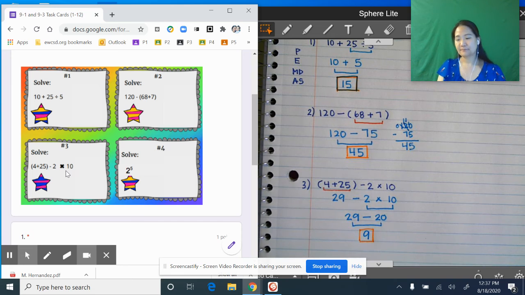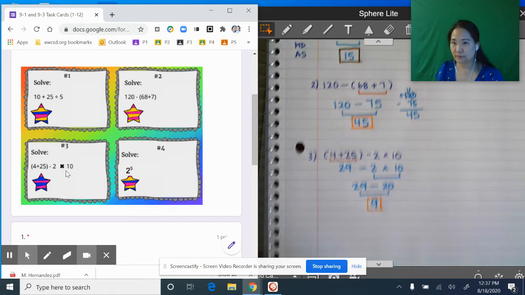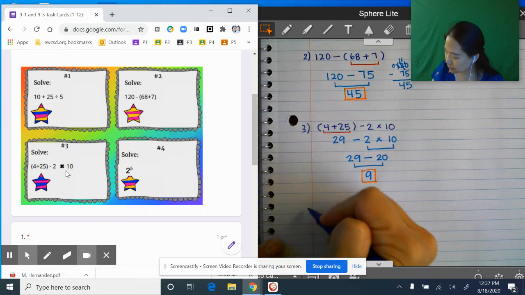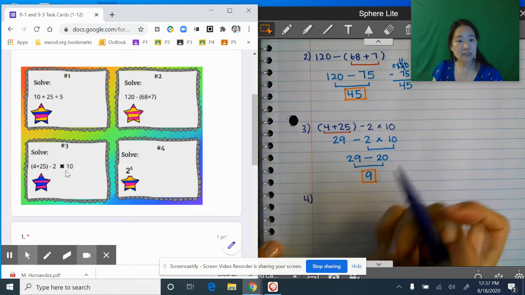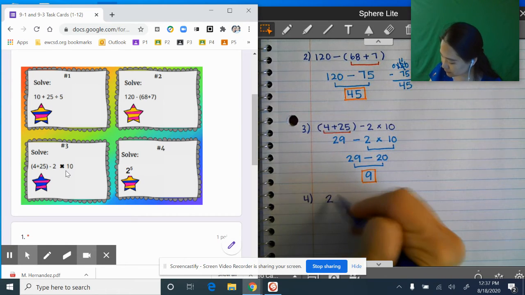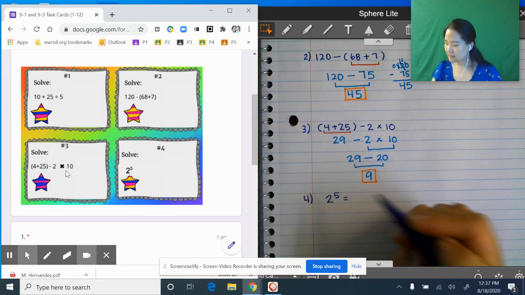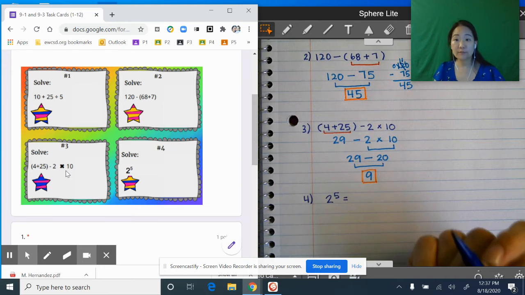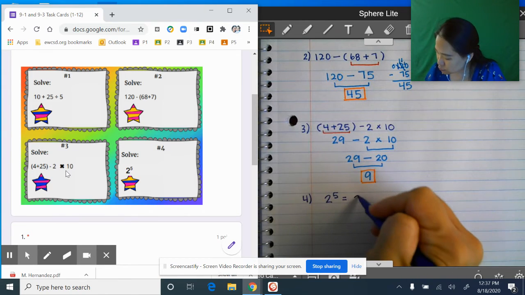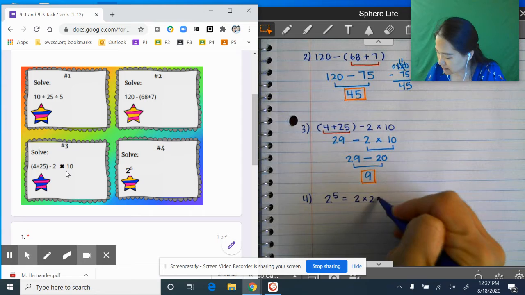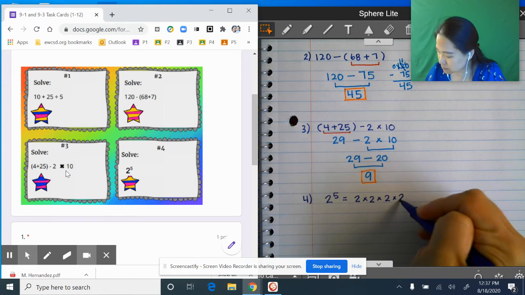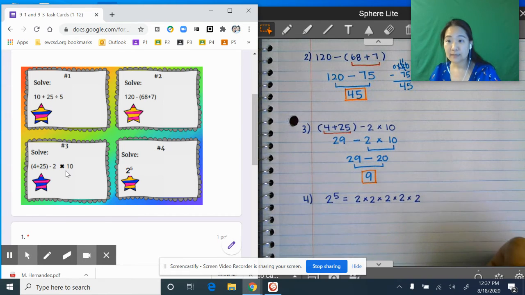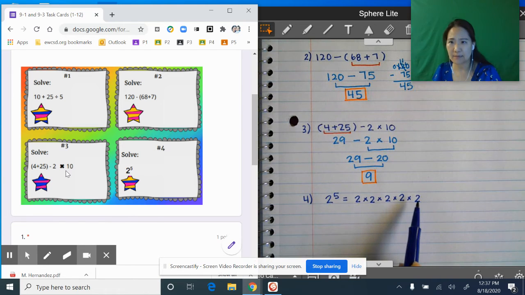All right. Now I'm going to do my last one for the homework help, which is number 4, which is simply 2 to the 5th power. This is on the review on exponents. Okay, 2 to the 5th power means 2 times 2 times 2 times 2 times 2. It is not 10, because then if you give me 10, that means you're adding them. Okay, it is not 2 times 5.